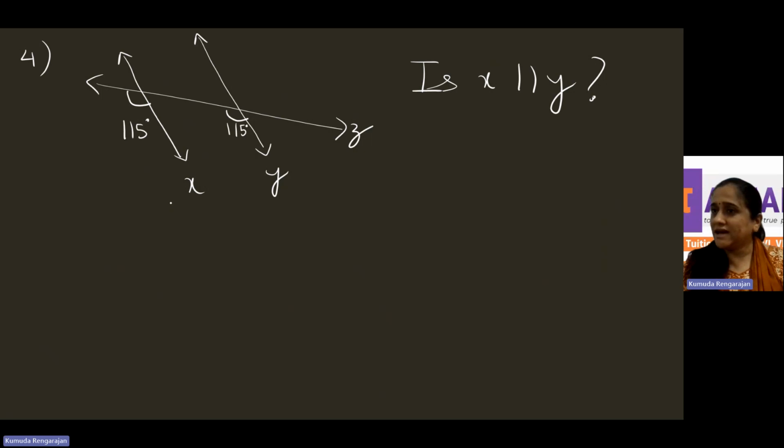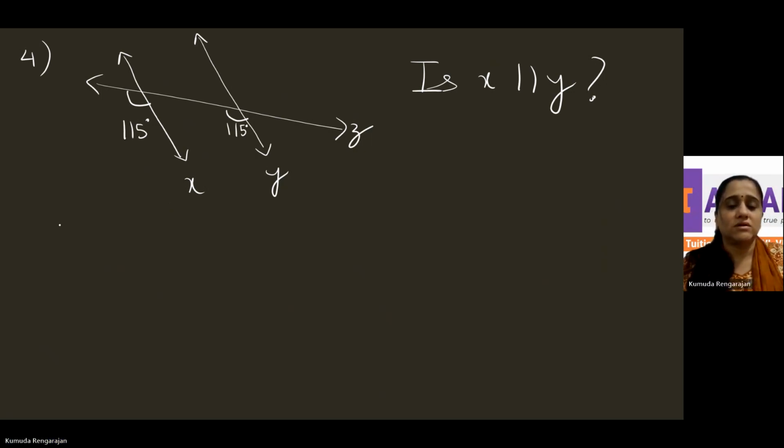If alternate angles are equal, then the lines are parallel. If the lines are parallel, then alternate angles are equal. If allied angles are supplementary, that means the lines are parallel. If the lines are parallel, that means allied angles will be supplementary.